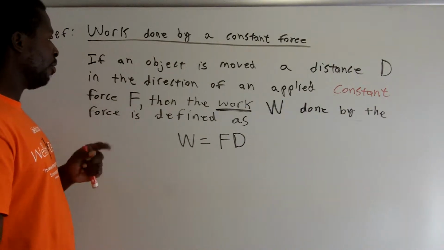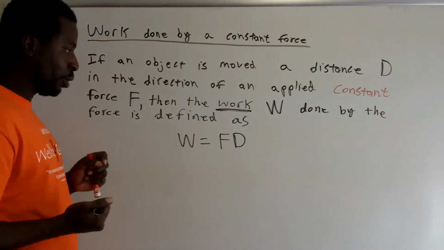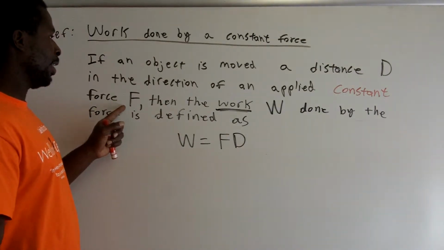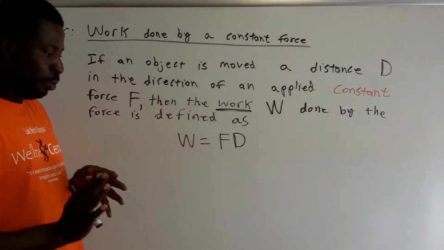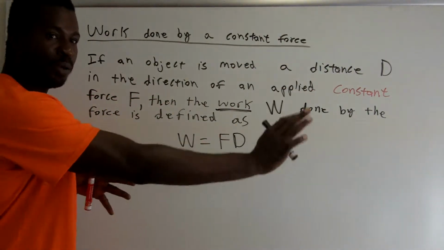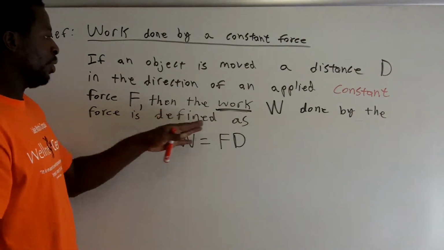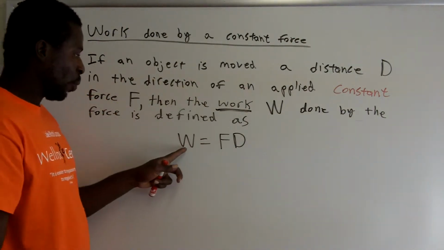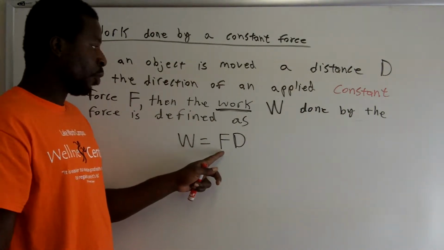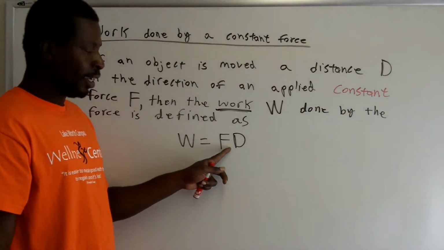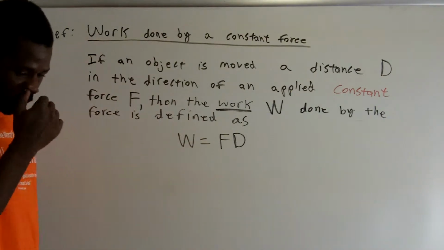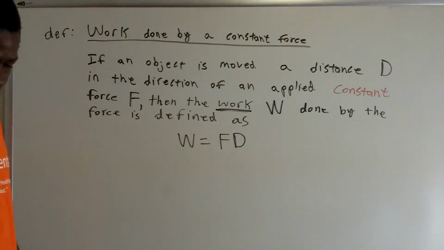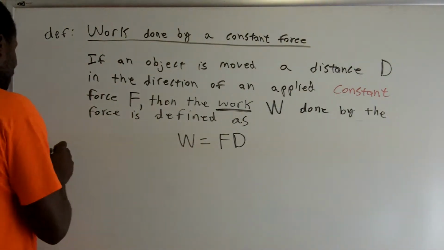So F is a force, a push or a pull, and it's a constant force, meaning the push or the pull remains constant throughout the entire distance. Then the work W done by the force is defined to be the work W equals the force multiplied by the distance. All right, so let's take a look at an example here.